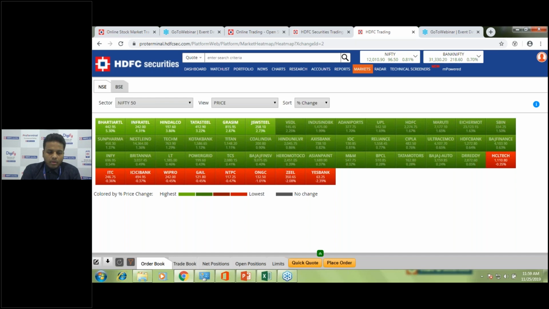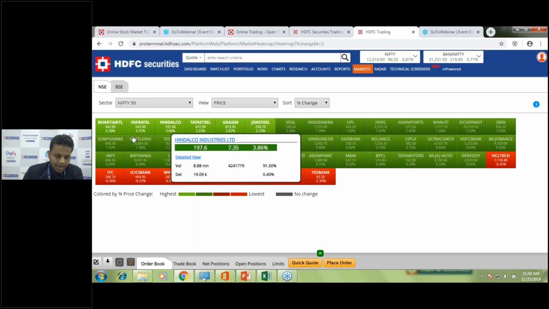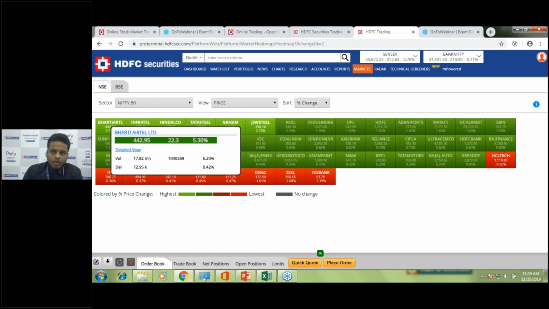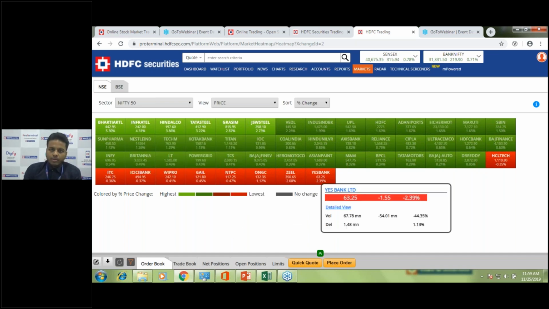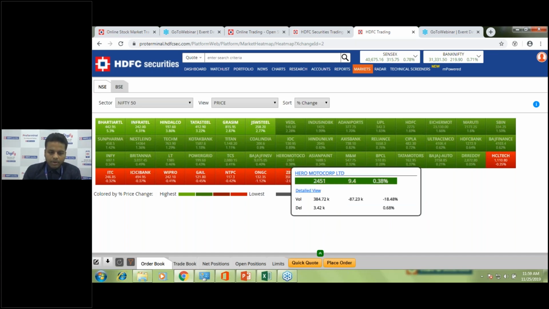And the greener the particular bar is, the more bullish the particular stock is. So let's say Bharti Airtel, you can see it's 5% up, and it will start from the left hand side on top, and the Yes Bank, which is the lowest as of now, will be shown at the bottom on the right hand side. So this is how our heat map works.